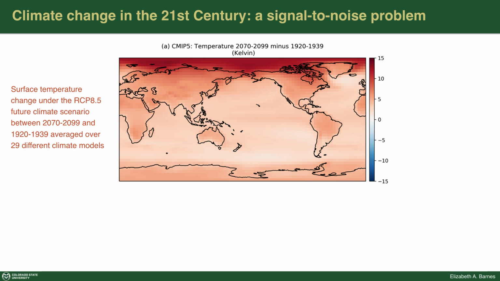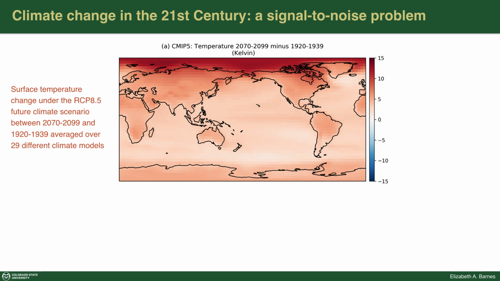Now, the first thing we see from this plot is red everywhere. And that's just telling us that the globe is warming with climate change, something we all know. In addition, we see that the Arctic is much redder than the rest of the globe. And this is known as Arctic amplification, the idea that the Arctic warms faster than everywhere else.